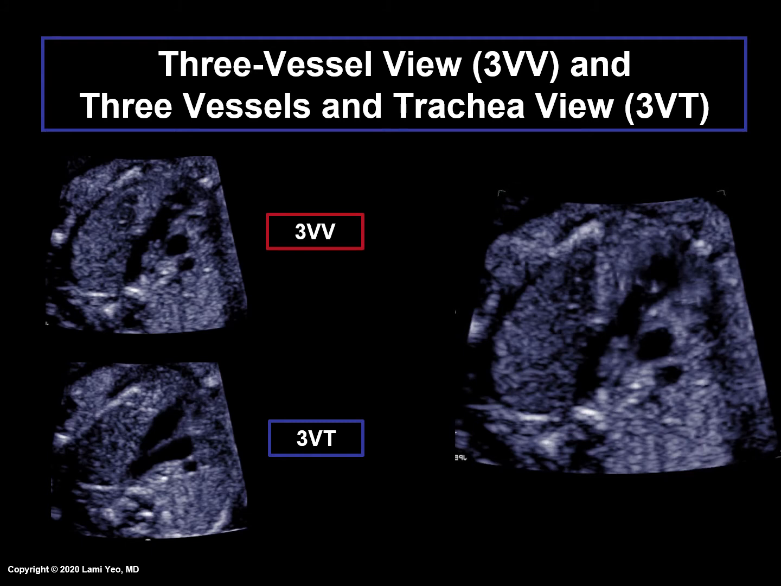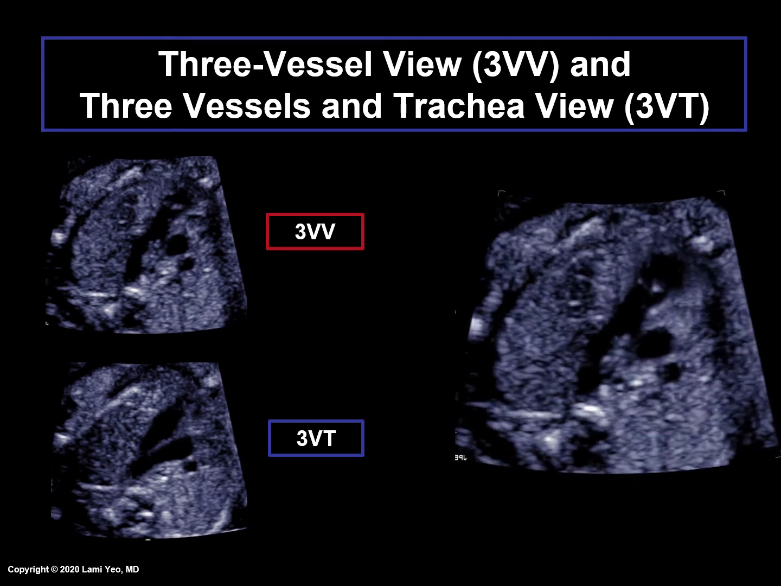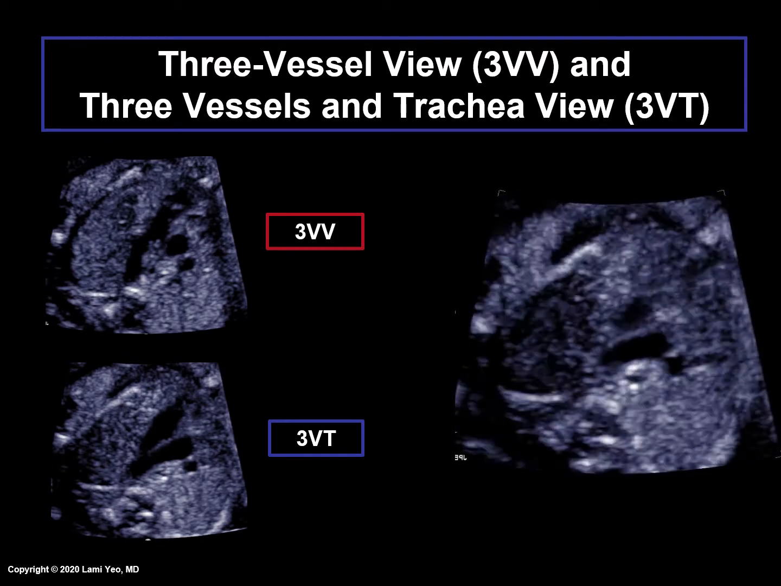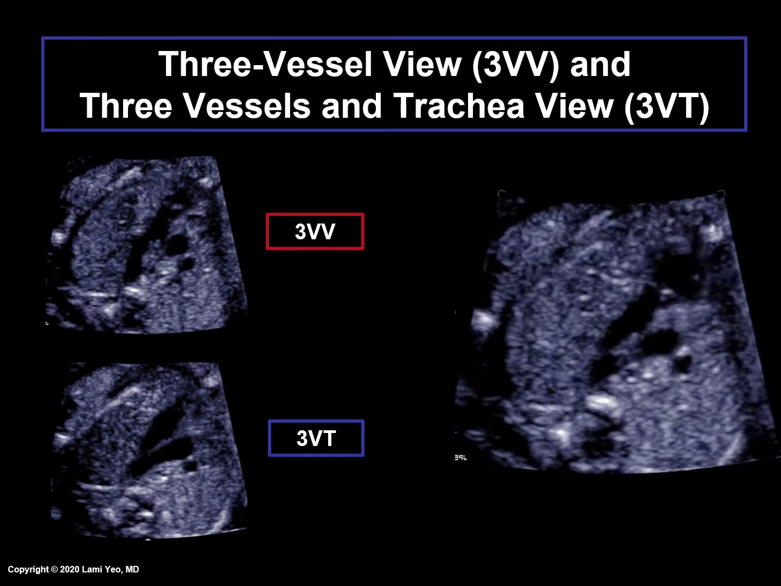Similarly, both the 3-vessel view and 3 vessels and trachea view are important to obtain on ultrasound, since they provide useful diagnostic information about the fetal heart. The 3-vessel view shows the ascending aorta, indicated by the red arrow, while the 3 vessels and trachea view is characterized by the transverse aortic arch, as shown by the white arrow. By tilting the transducer in real-time sonography, both cardiac views can be obtained.